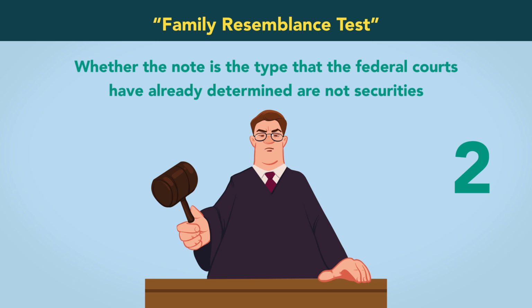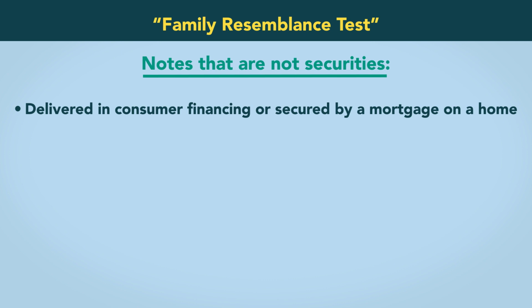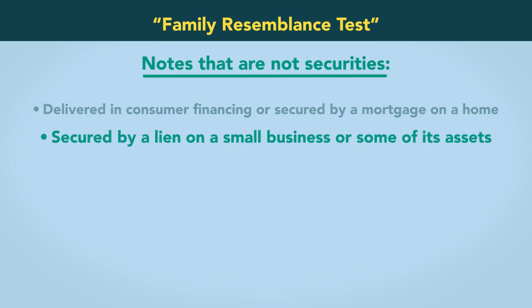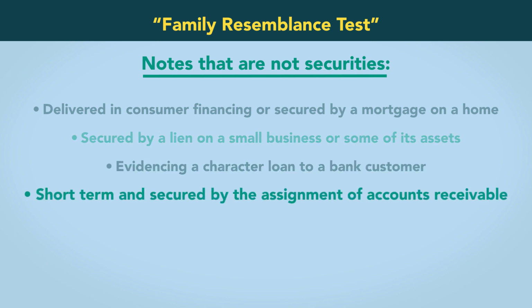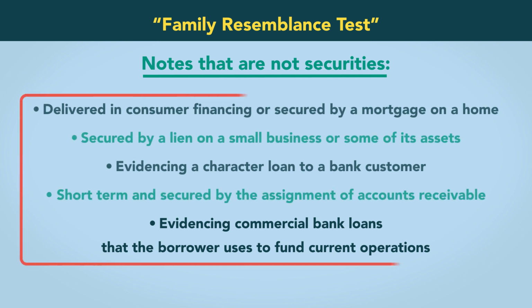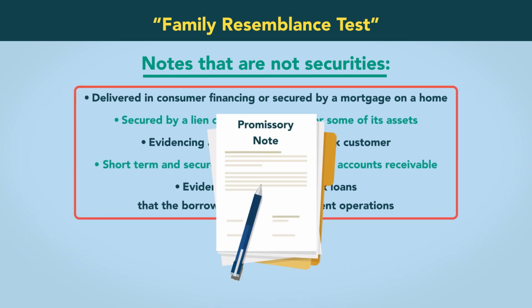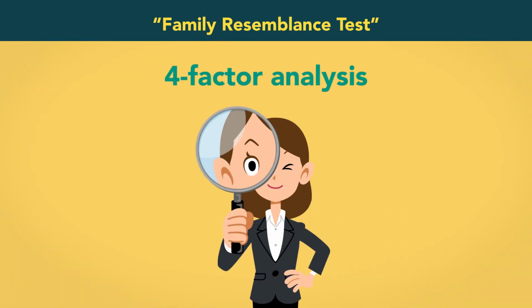The second step is to determine whether the note is the type that the federal courts have already determined are not securities. These include notes delivered in consumer financing or secured by a mortgage on a house, secured by a lien on a small business or some of its assets, evidencing a character loan to a bank customer, that are short-term and secured by the assignment of accounts receivable, and evidencing commercial bank loans that the borrower uses to fund current operations. If the note does not fit into one of these categories, then it may be a security depending on a 4-factor analysis.